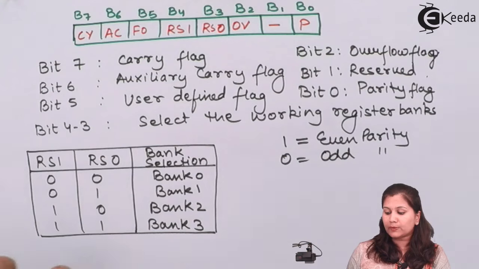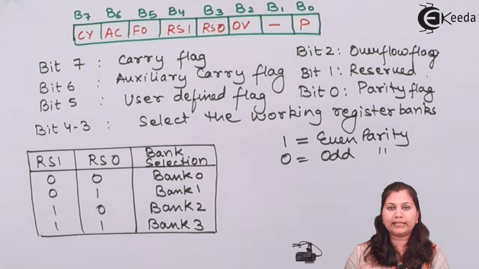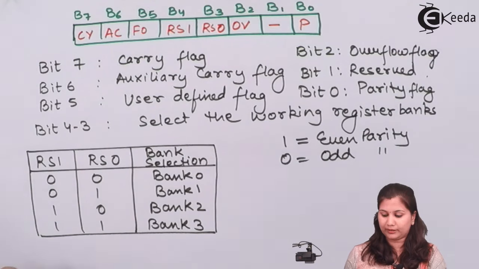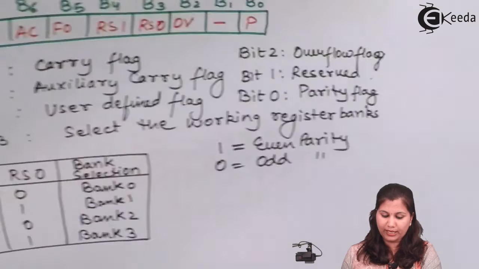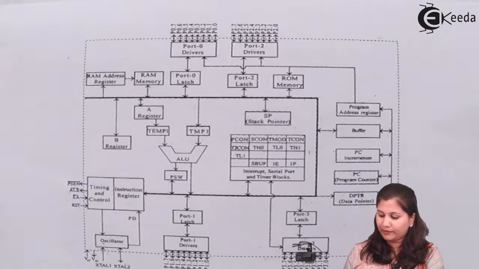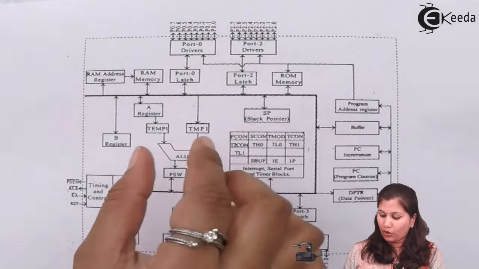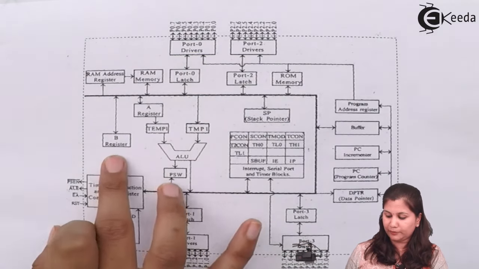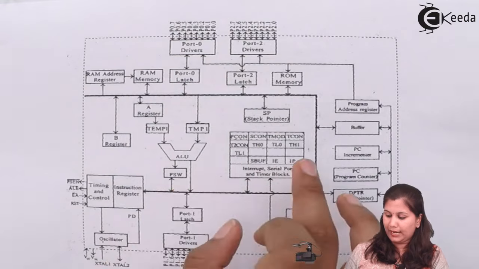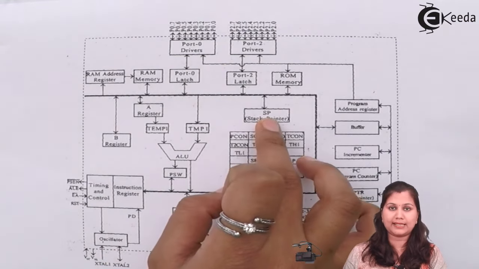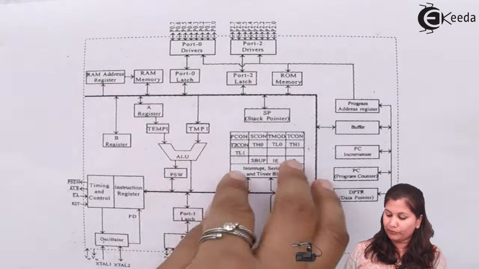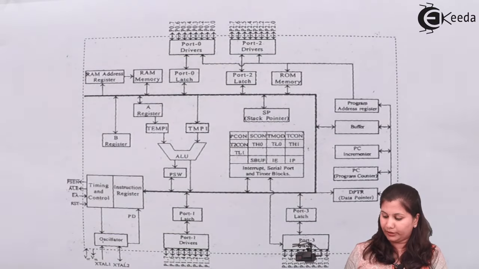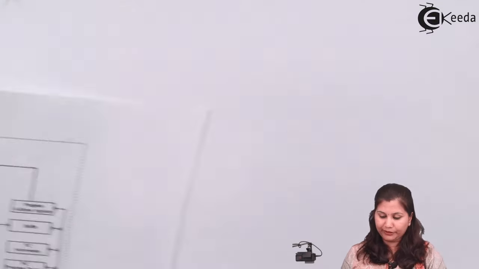Okay, so this was the program status word indicating the status of the various flags of the 8051. Next, the next block in this block diagram is the stack pointer. All these that we have studied, the arithmetic logic unit, A register, B register, PSW, special function registers and stack pointer, they all form the central processing unit. So next is the stack pointer.